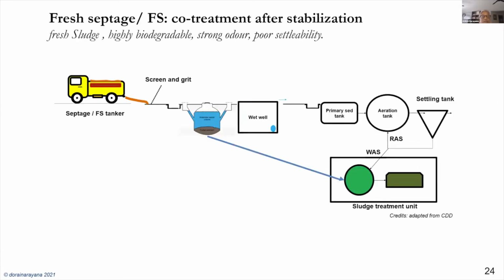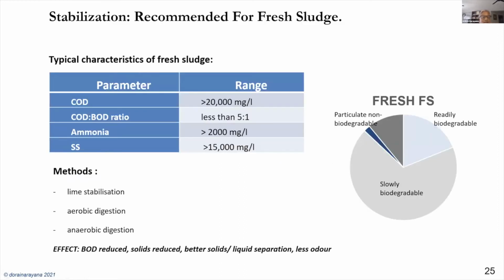The second one here is for fresh septage or fecal sludge. So you find here, this is highly biodegradable, and you may need a stabilization step here. This could be a digester or the stabilization tank, where the incoming sludge is settled and digested, and only after that the liquid is then co-treated here, right? And the solids could be co-treated in the solids part of the treatment facility. And here are typical characteristics of fresh sludge, COD, BOD ratios, and things like that, and some methods by which you can do the stabilization.